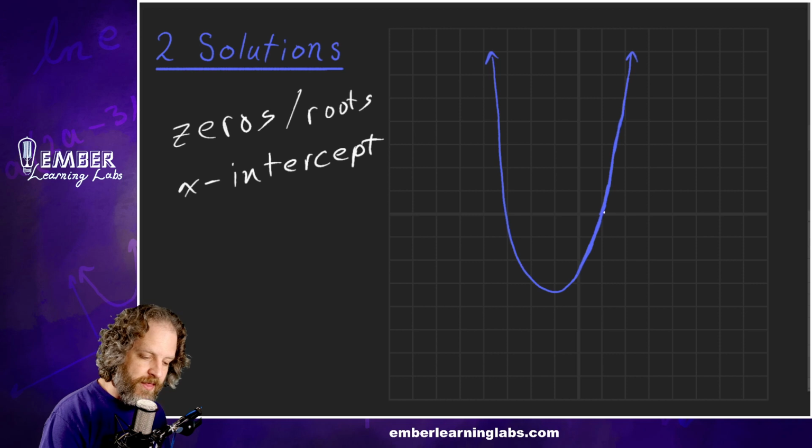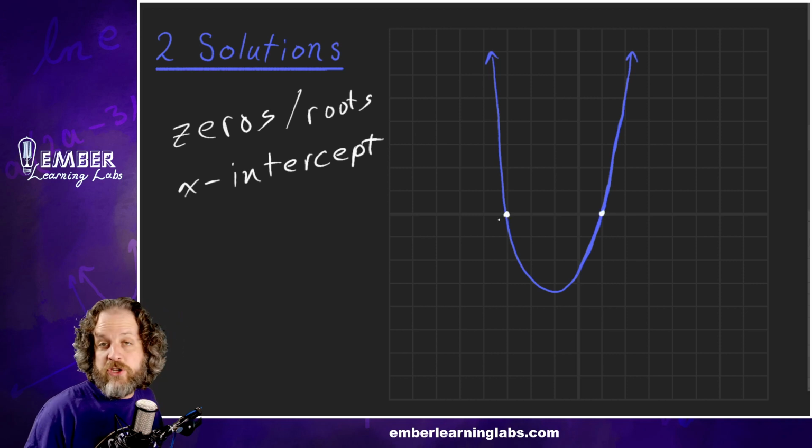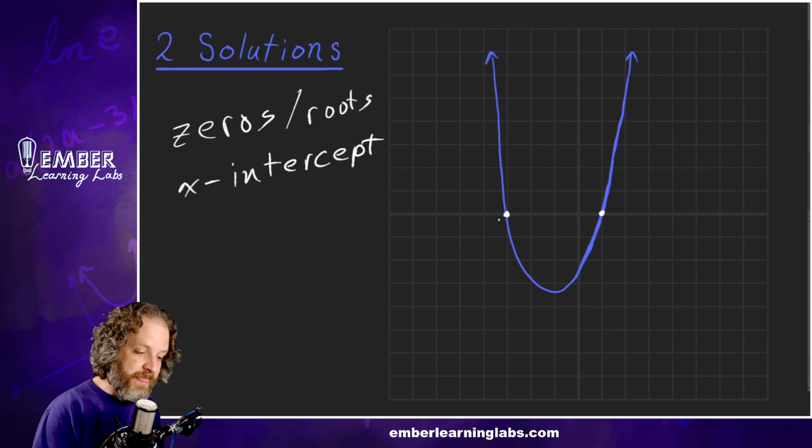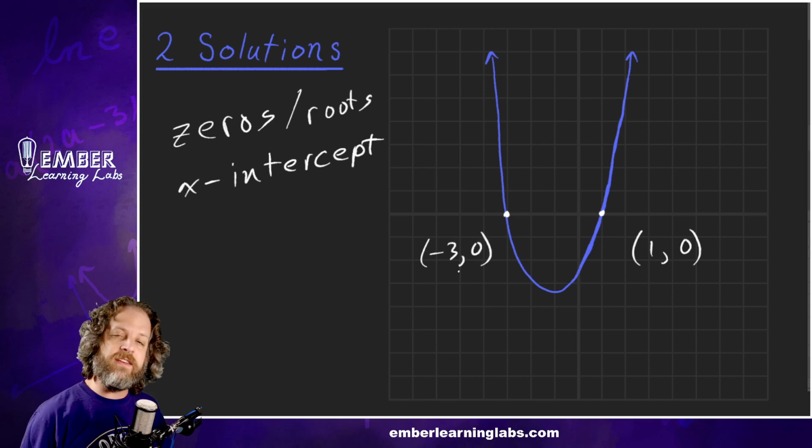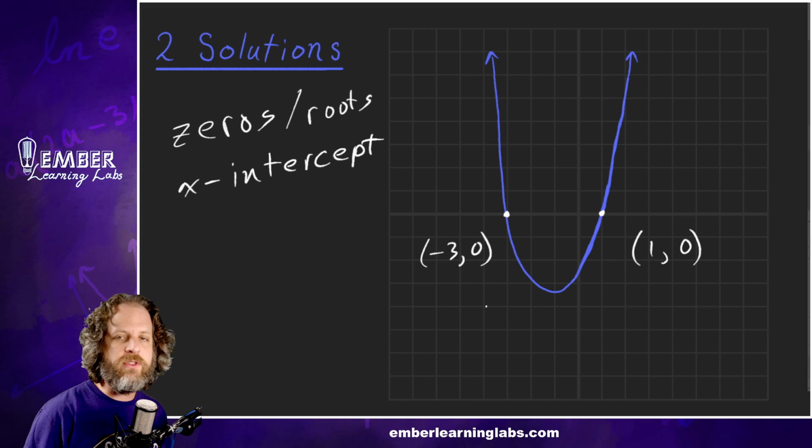Right? So, like this point right here and that point right there. The two solutions to this blue quadratic would be the points (1, 0) and (-3, 0). Right? So those would be the solutions to this guy. So that's what those solutions are.